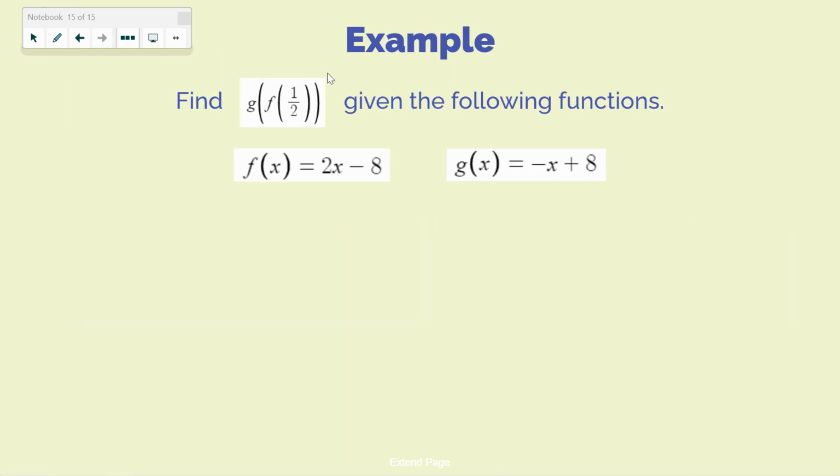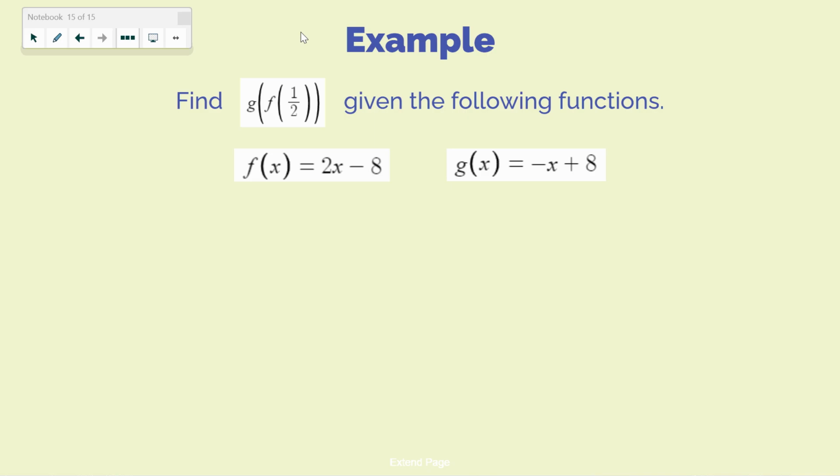Yep, the open circle means "of." So take a second and jot down f of x is 2x minus 8, and g of x is negative x plus 8. We are going to use those functions in a lot of different examples throughout today. I will add 2 more, but if you write it down now, you don't have to keep writing it over and over again.